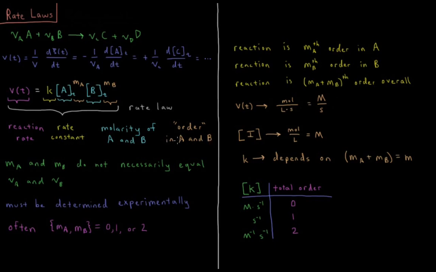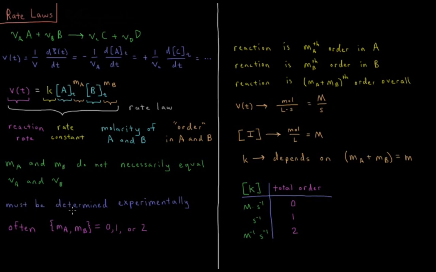So the powers here, mA and mB, do not necessarily equal the stoichiometric coefficients nu A and nu B. In order to get the values of these, we have to look at some experimental data and try to derive what that result is. It isn't just from the structure of the equation.